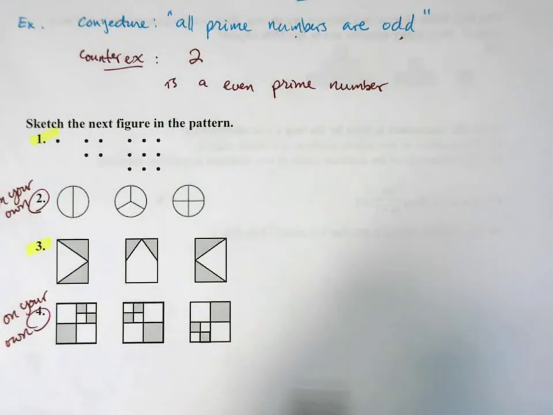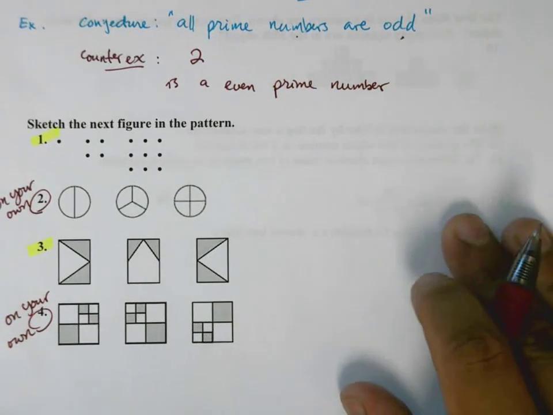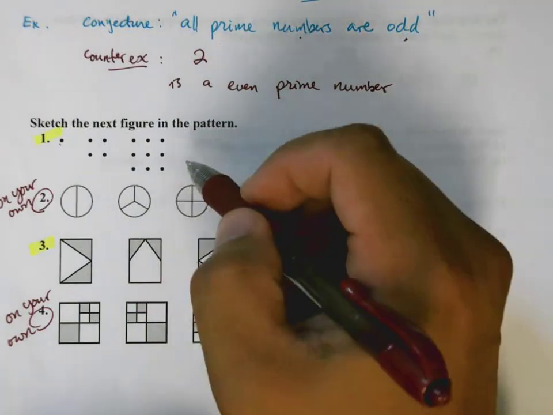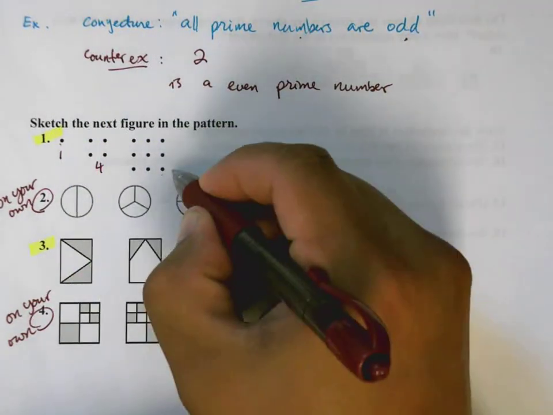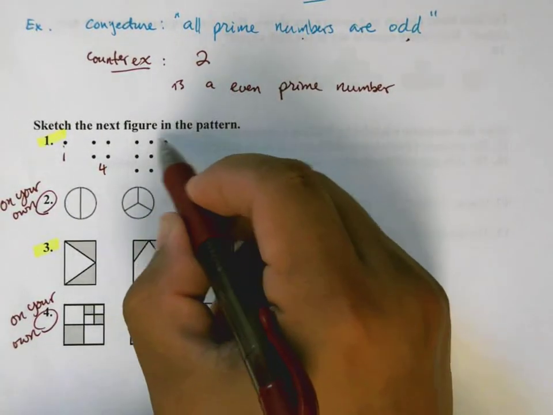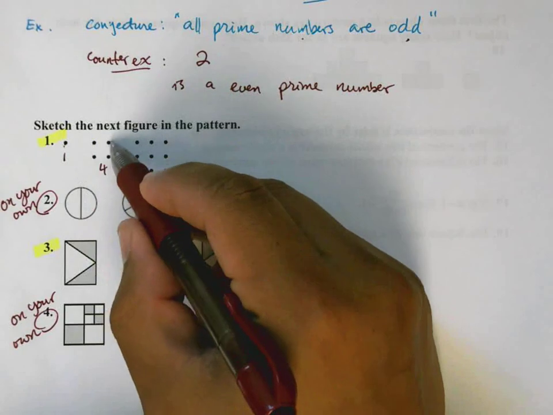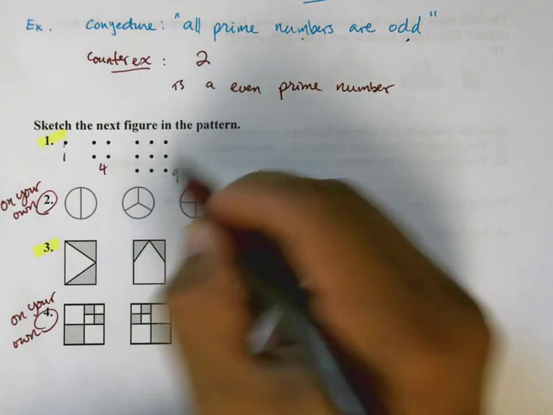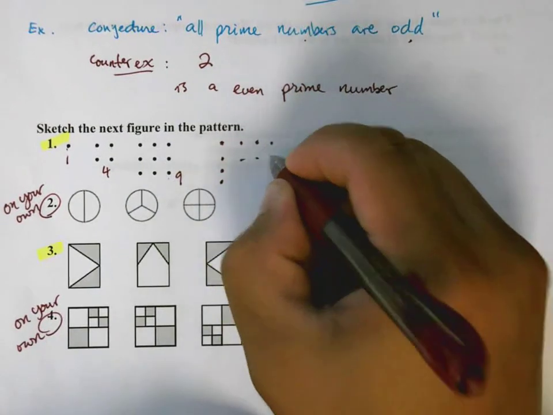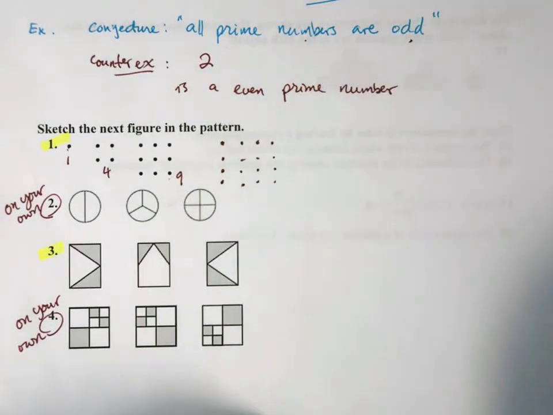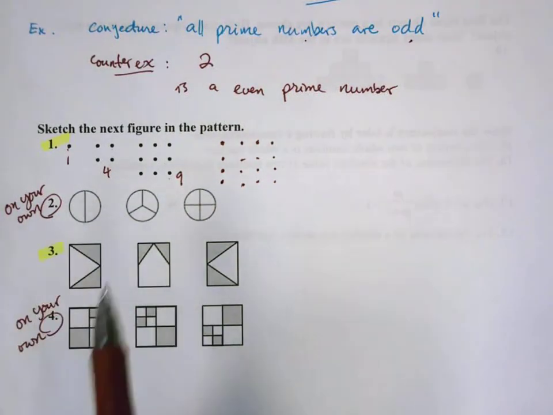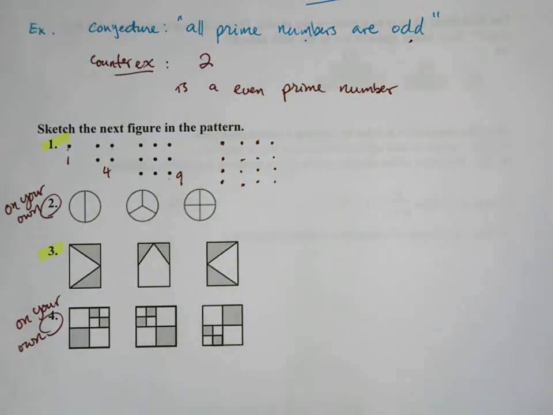So here it says, sketch the next figure in the pattern. So we have 1 here, then 4, then 9 dots. The next thing in the pattern is going to be a grid of 4 by 4. Here we had a 1 by 1, then 2 by 2, then 3 by 3. So next I'm going to have 1, 2, 3, 4, 1, 2, 3, 4. So that would be the next figure in the pattern there. Again, I'm going to leave it to you to figure out numbers 2 and 4 on your own, and we'll share our answers. And now we'll look at the next example.